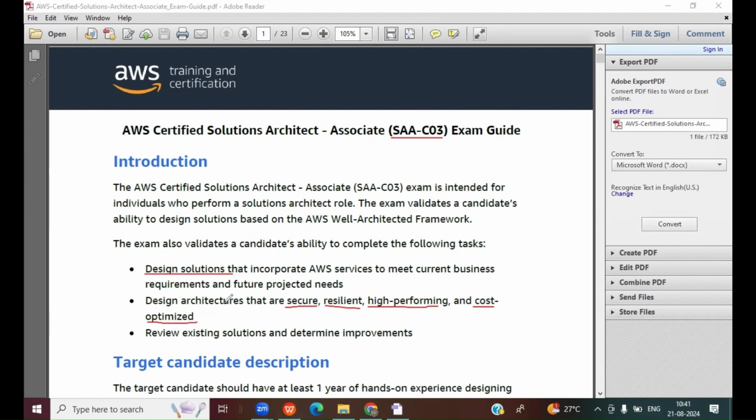He has to understand the customer requirements and he has to come up with a design which is more secure, more available, highly performing, and at the same time, cost optimized as well.